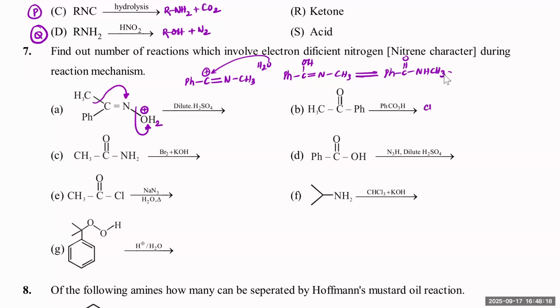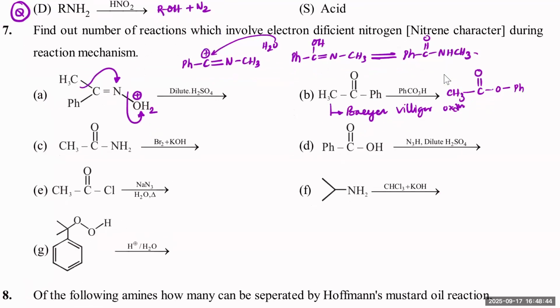And next we have CH3, C double bond O. And if you have a peroxy acid, can you see peroxy acid? In peroxy acid, we'll get oxygen insertion. And what do we call it? Baeyer-Villiger oxidation. So there is no nitrogen involved here or nitrene coming across.